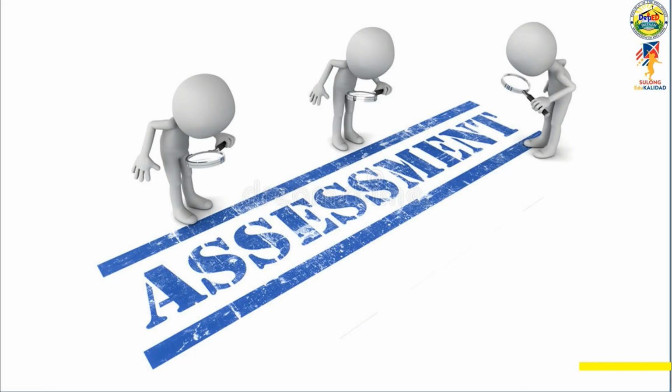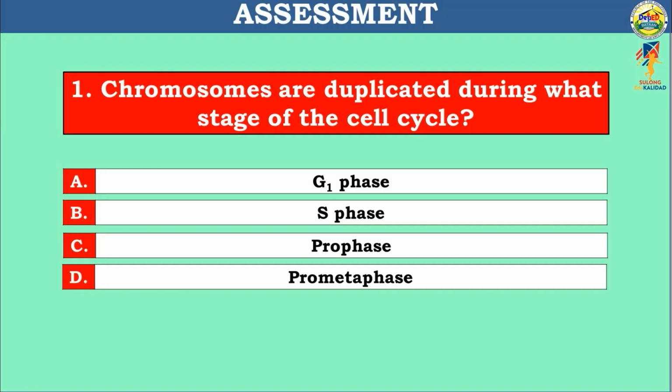So let's see how well you have enjoyed the amazing world of the cell cycle and mitosis by answering the following questions. For question number 1, chromosomes are duplicated during what stage of the cell cycle? Letter A, first gap phase. Letter B, synthesis phase. Letter C, prophase. Letter D, prometaphase.